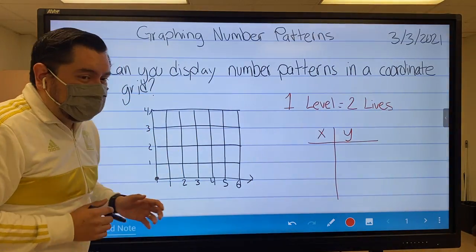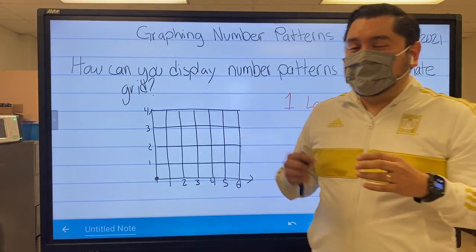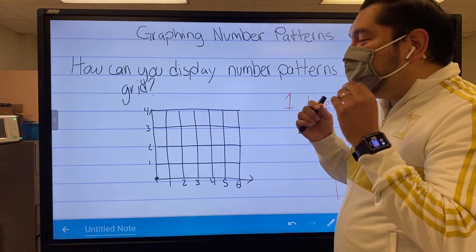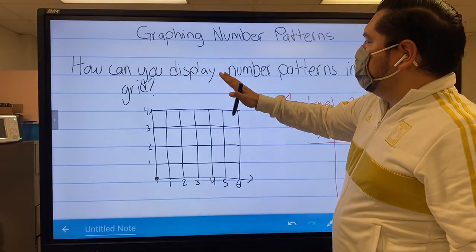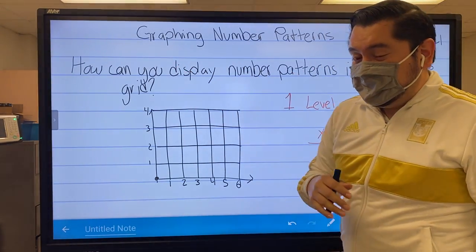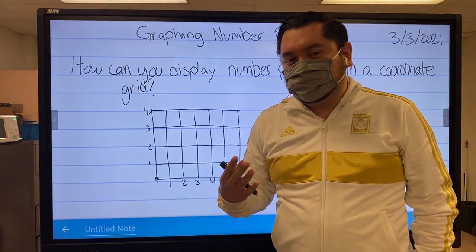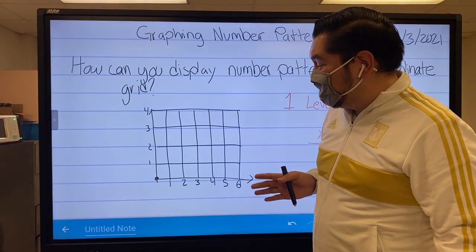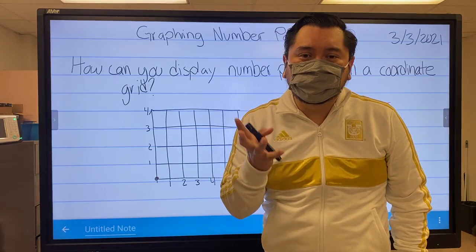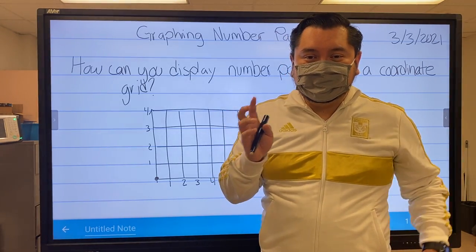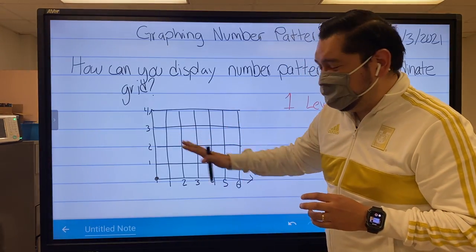Now, today you're going to be learning about graphing number patterns. The essential question that you're going to be answering is how can I display number patterns in a coordinate grid? This is one of my personal favorite concepts. It's taking a story, a rule, finding connections between values and graphing them in an ordered pair.